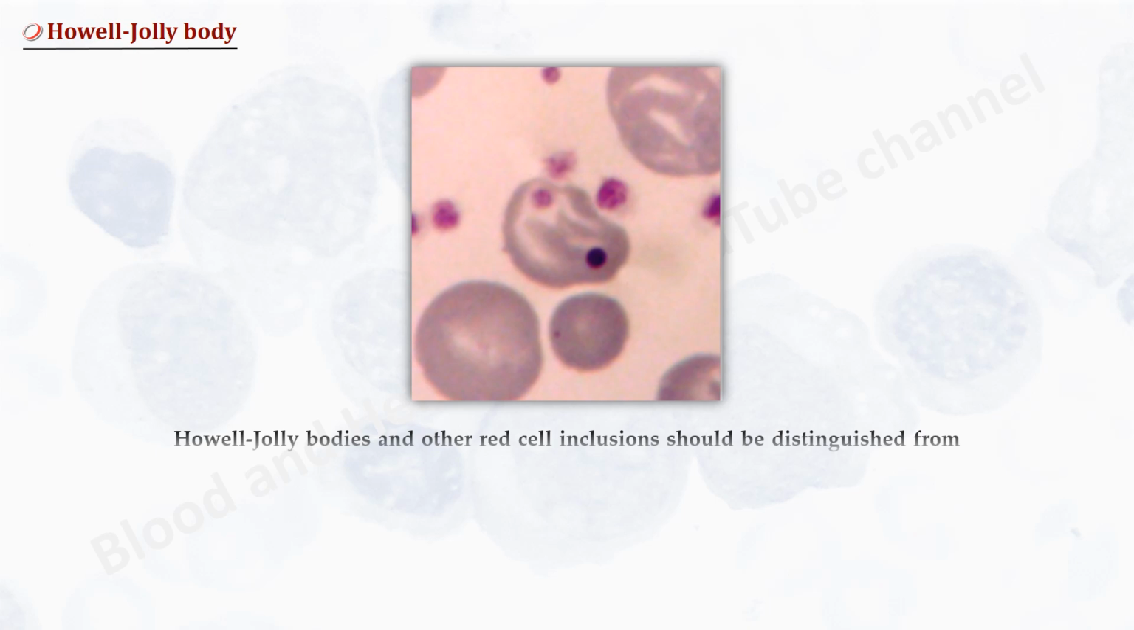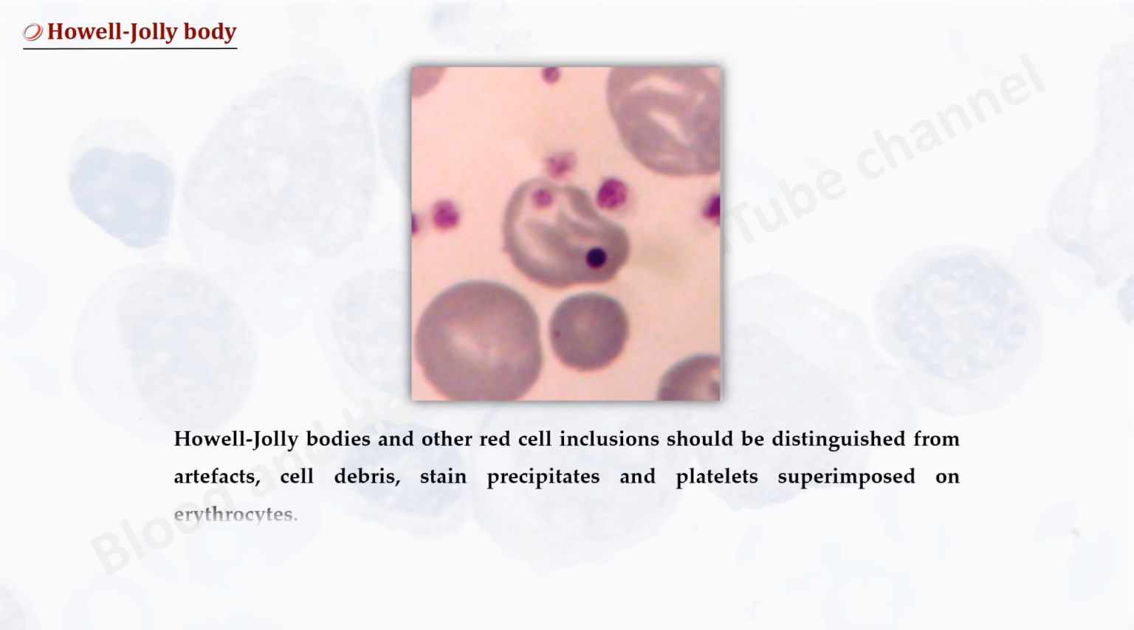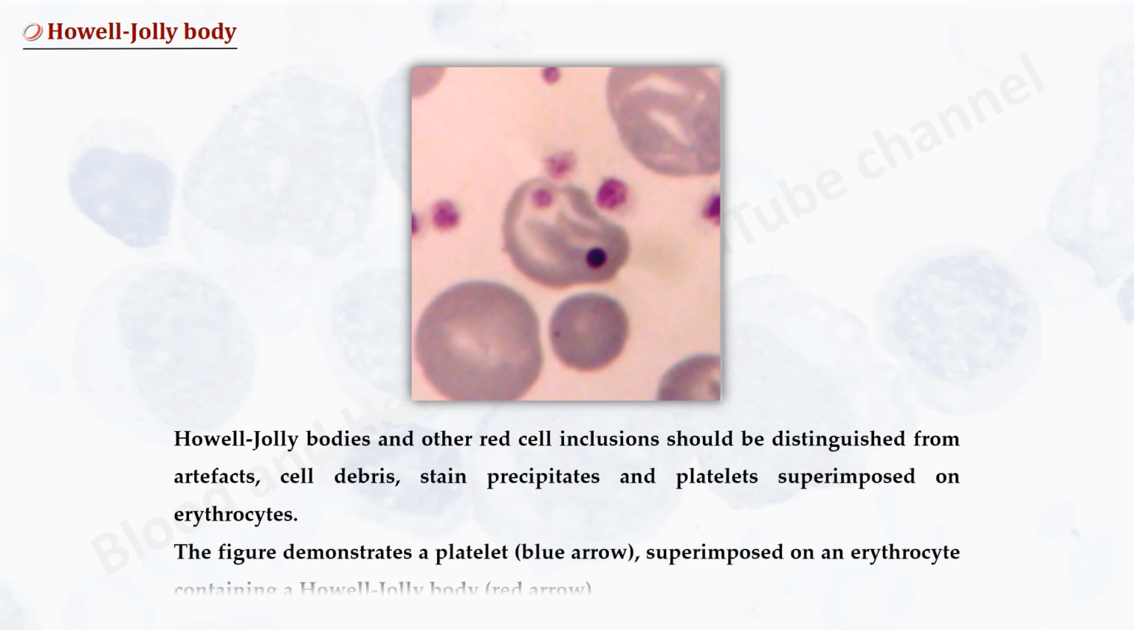Howell-Jolly bodies and other red cell inclusions should be distinguished from artifacts, cell debris, stain precipitates and platelets superimposed on erythrocytes. The figure demonstrates a platelet superimposed on an erythrocyte containing a Howell-Jolly body.